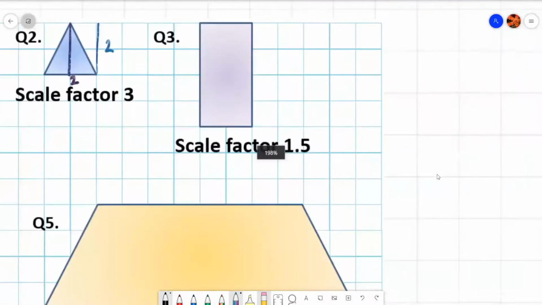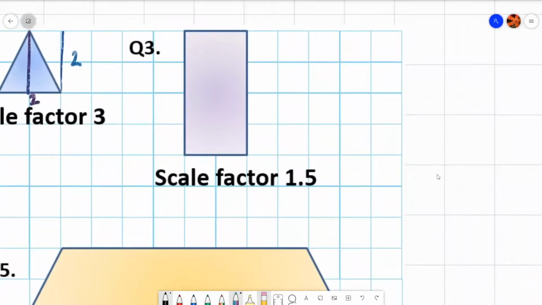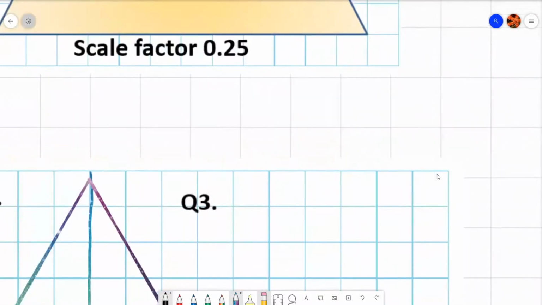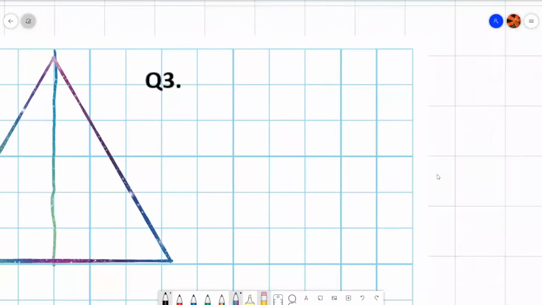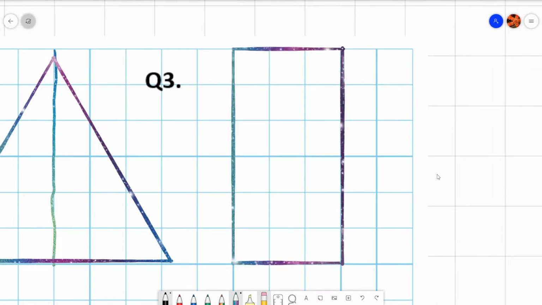Right, next one, we've got a rectangle. So the base is 2 and the height is 1, 2, 3, 4. Now we have to make the shape 1.5 times bigger. Well, 2 times 1.5 is 3 and 4 times 1.5 is 6. So we need a base of 3 and a height of 6. So base of 3, so 1, 2, 3 and a height of 6. 1, 2, 3, 4, 5, 6. Okay, and there we are. We've made the shape 1.5 times bigger.